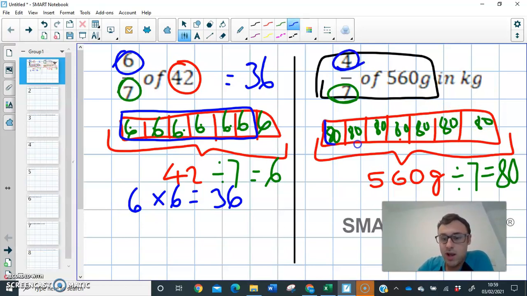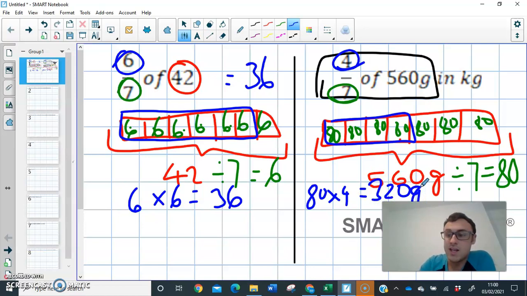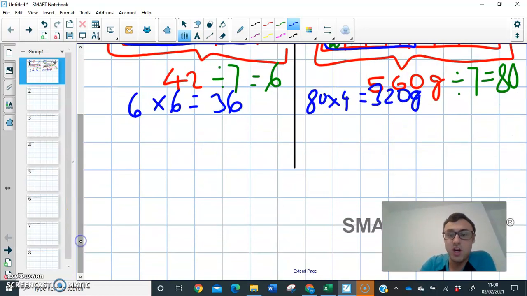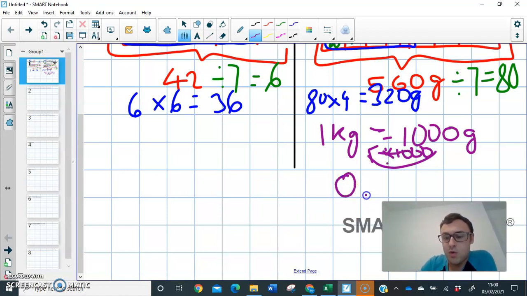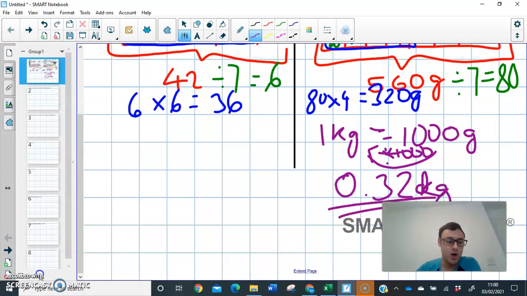So I need to work out what those 4 there are by doing 80 times 4, which is 8, 16, 24, 32, so 320 grams. But the question then says in kilograms. So I now need to convert it across. And I know that 1 kilogram is 1,000 grams. So to get from grams to kilograms, I times by 1,000. So I divide by 1,000, sorry. So 320 divided by 1,000 would be 0.32 kilograms. And that would be my final answer.